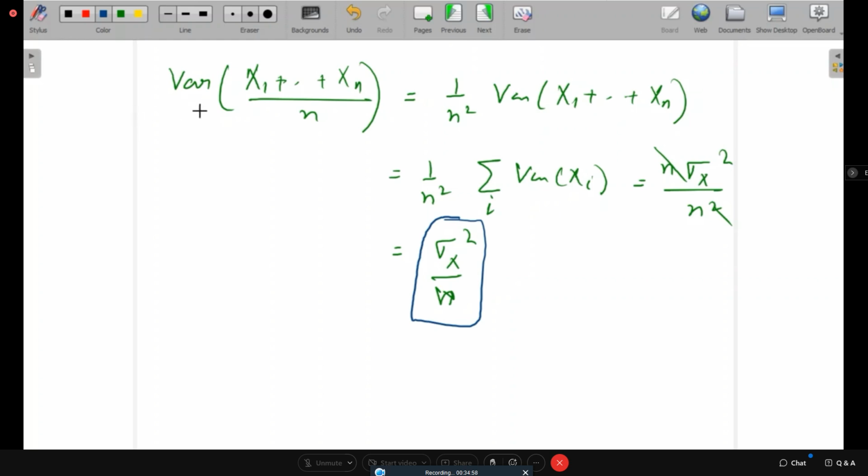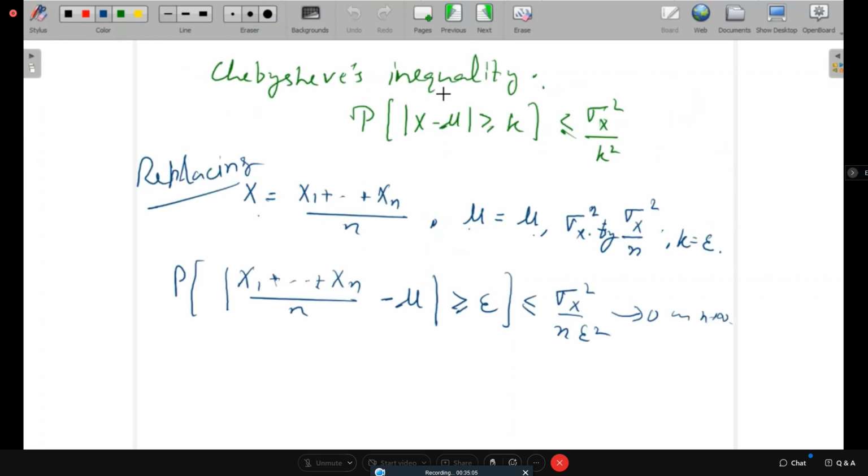Okay, so the variance of Yn is this. Now apply Chebyshev's inequality. Chebyshev's inequality says that for any k greater than 0, you have the following result. Now take X, which in our case is Yn, mu is mu, and sigma x squared is sigma x squared by n, because you have just found the variance of this. That is greater than or equal to k, and you can take k equals epsilon.